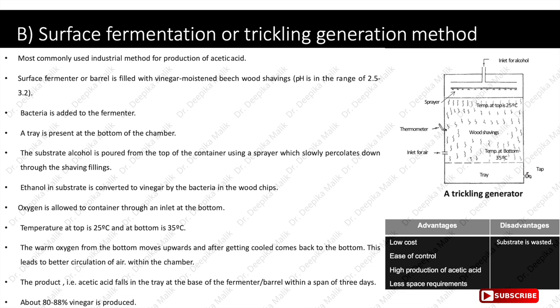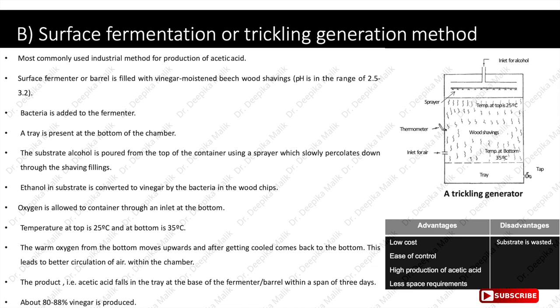A tray is present at the bottom of the chamber. The substrate alcohol is poured from the top of the container using a sprayer, which slowly percolates down through the shavings fillings. Ethanol in the substrate is converted to vinegar by the bacteria in the wood chips. Oxygen is allowed to enter the container through an inlet at the bottom.